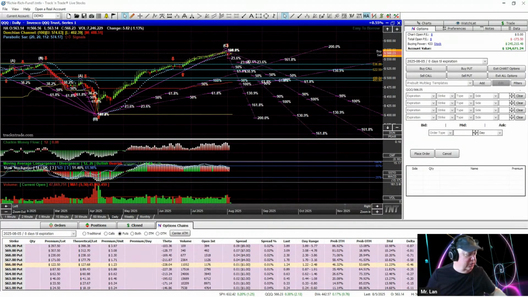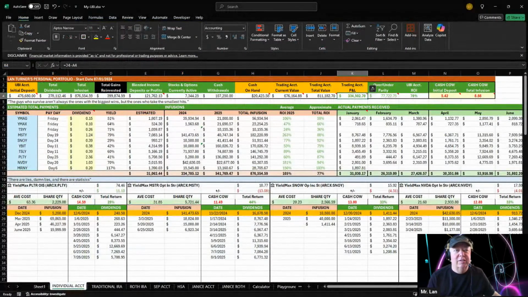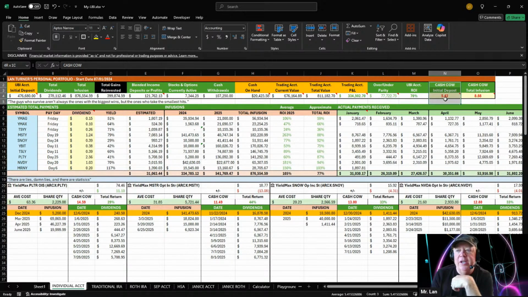And then I also want to talk to you about our portfolios. We got 2 portfolios going right now. We got a few trades on, so we have to talk about those. And then, of course, we've also got our long-term investment portfolio. This one here is what we call our UBI, Universal Basic Income. I want to talk to you about this one in particular because I want to talk about our cash cows and our cash cow total infusion. So this is the initial deposit cash cow, and this is the total infusion cash cow.